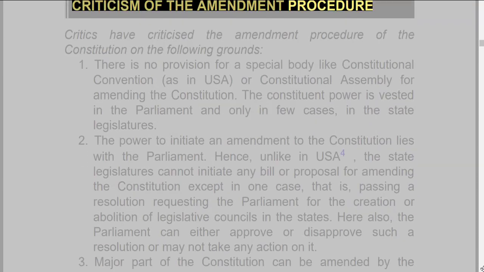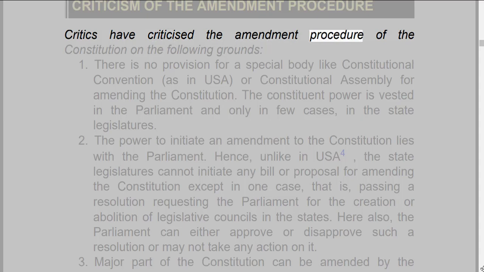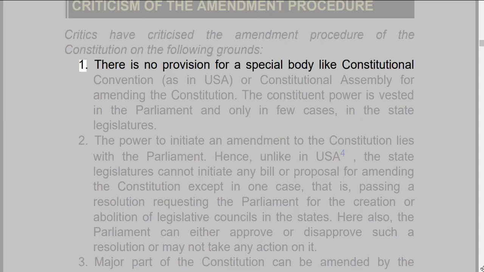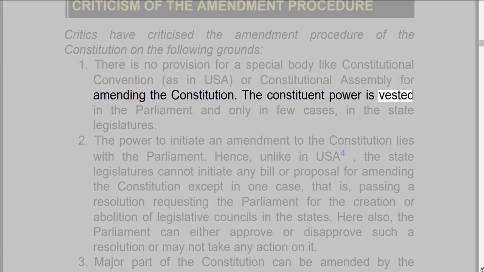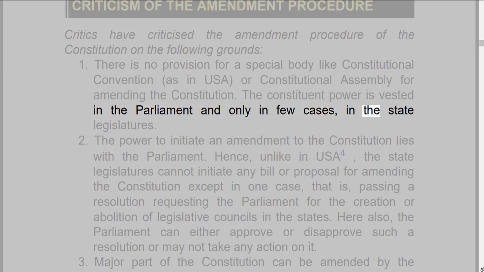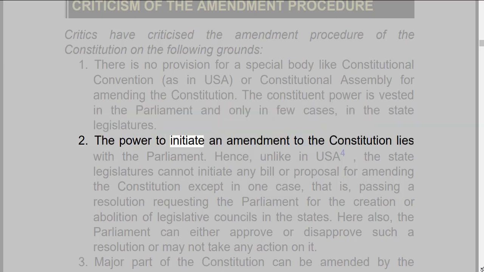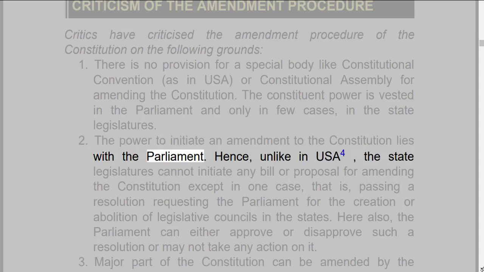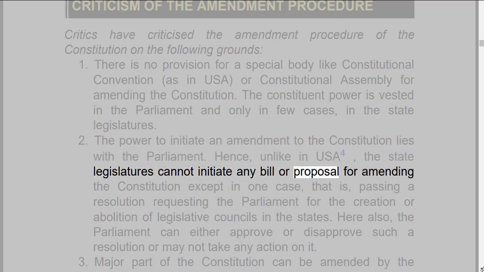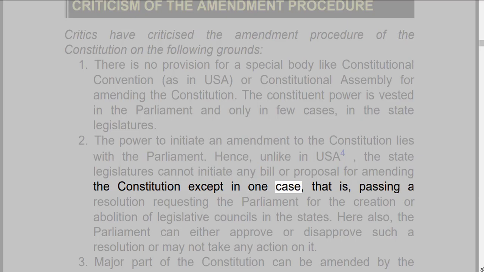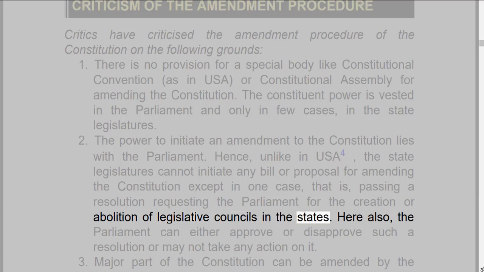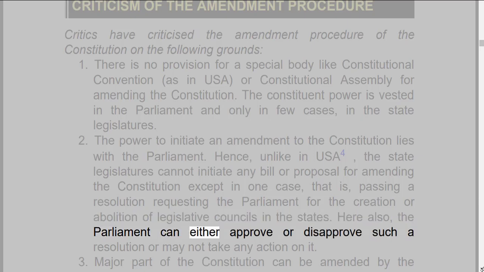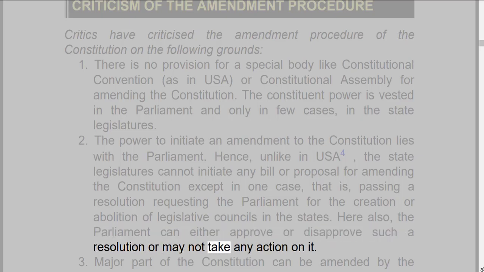Criticism of the amendment procedure. Critics have criticized the amendment procedure of the Constitution on the following grounds. 1. There is no provision for a special body like a Constitutional Convention, as in USA, or the constituent power is vested in the Parliament, and only in few cases, in the state legislatures. 2. The power to initiate an amendment to the Constitution lies with the Parliament. Hence, unlike in USA, the state legislatures cannot initiate any bill or proposal for amending the Constitution except in one case, that is, passing a resolution requesting the Parliament for the creation or abolition of legislative councils in the states.